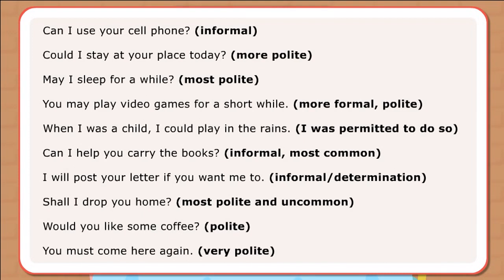Have a look at these sentences using modals of permission and offer. Can I use your cell phone? Informal. Could I stay at your place today? More polite. May I sleep for a while? Most polite. You may play video games for a short while. More formal, polite. When I was a child, I could play in the rains. I was permitted to do so.